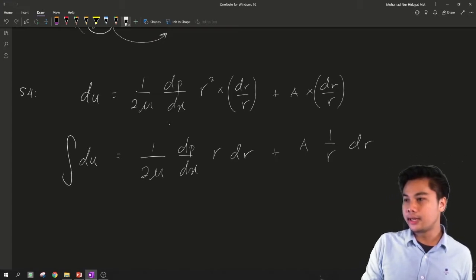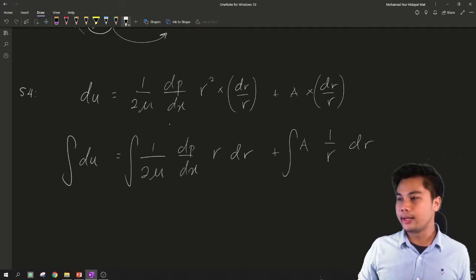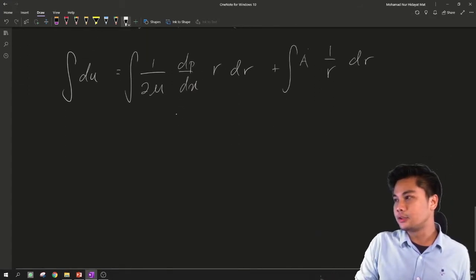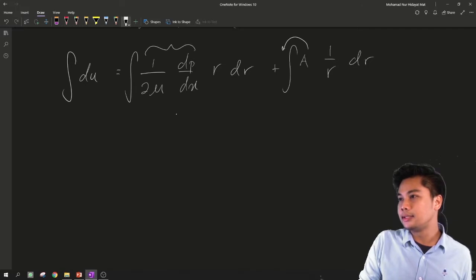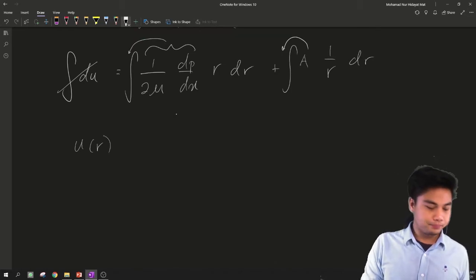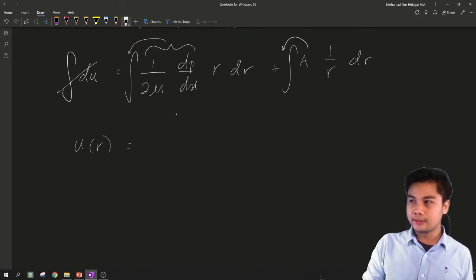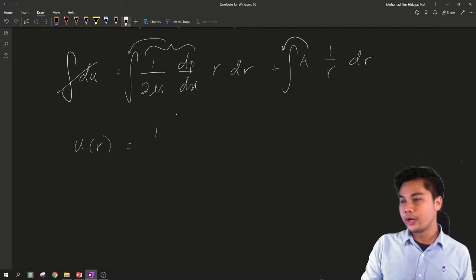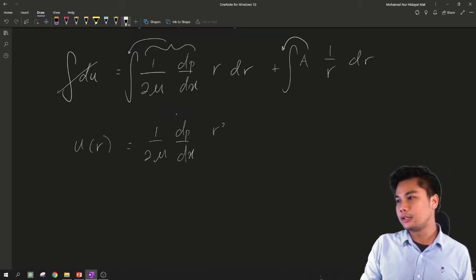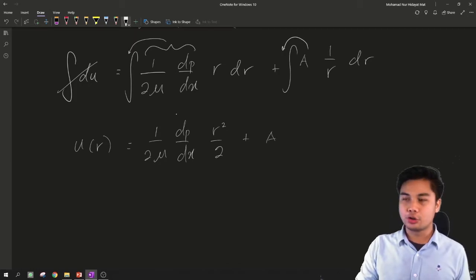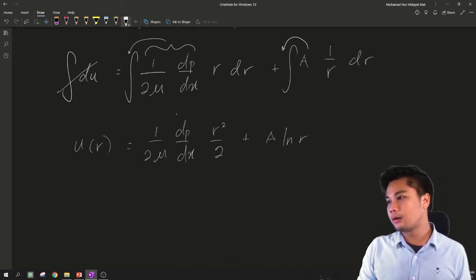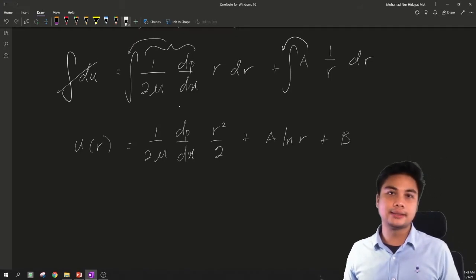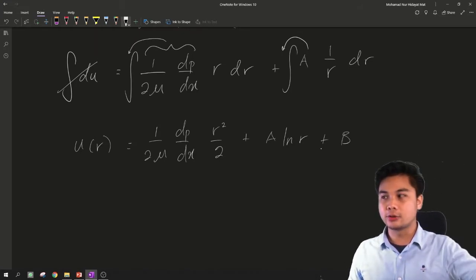So integrate both sides. Finally, the 1 over 2 mu dp over dx is a constant, move it outside. This one is actually a constant too, move it outside. So this integration will leave u with respect to r. So we do integration, and we get 1 over 2 mu dp over dx, r squared over 2 plus a. The integration of 1 over r will give ln r plus b. Because this is an integration with no limit, we have to add the constant b.